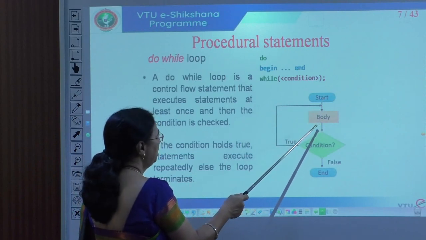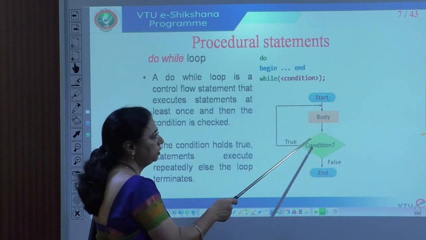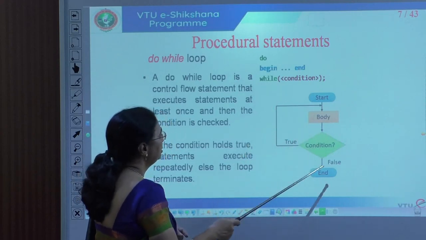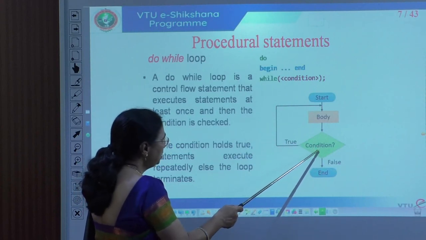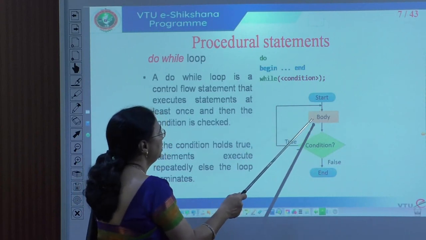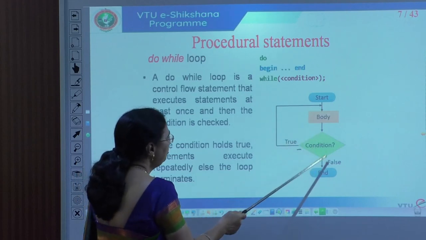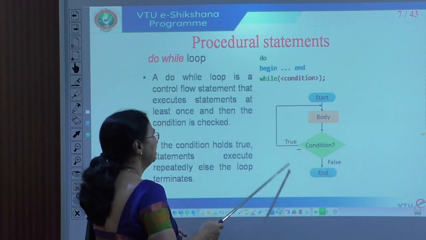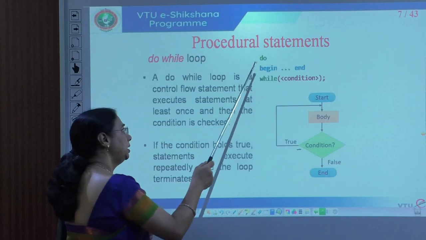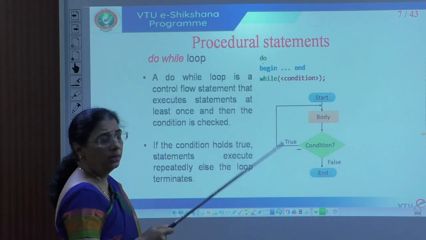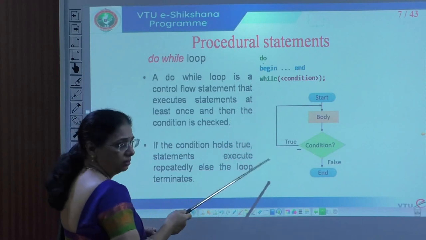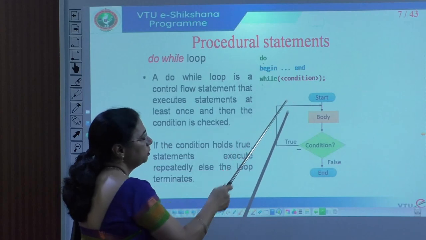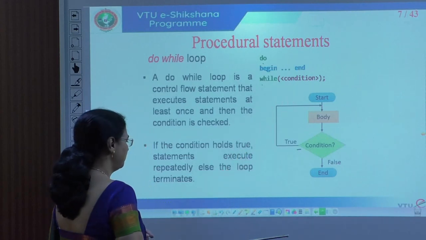Start, there is a body. And this body is going to be executed first and then it checks for the condition, and that is given with the while keyword. And if it turns out to be true, the body is going to be executed repeatedly. If the condition turns out to be false, then the loop is going to be terminated. So we have the keywords do and while, and the do will have the body of the different statements within begin and end, and the while is going to be followed by the condition.